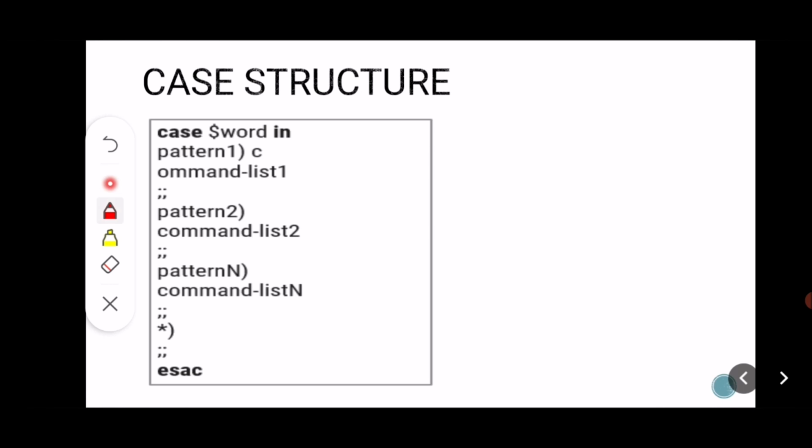So first case, then the value of word in pattern 1, then this statement command list 1, pattern 2 command list 2, then pattern n, then command list n. And the case statement ends with its reverse, esac. Okay? So the case statement is ending with esac.